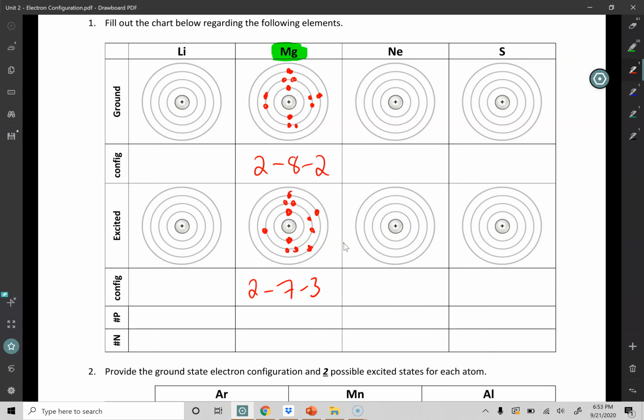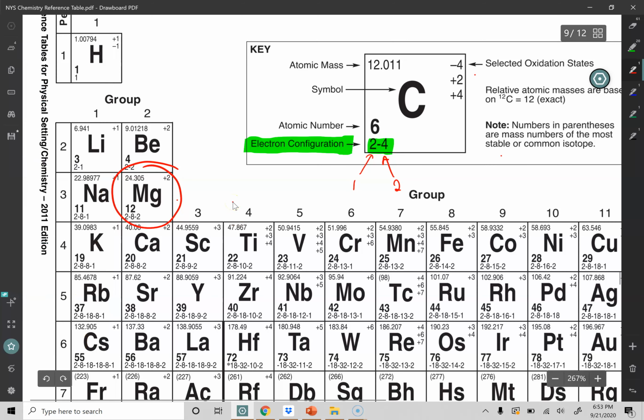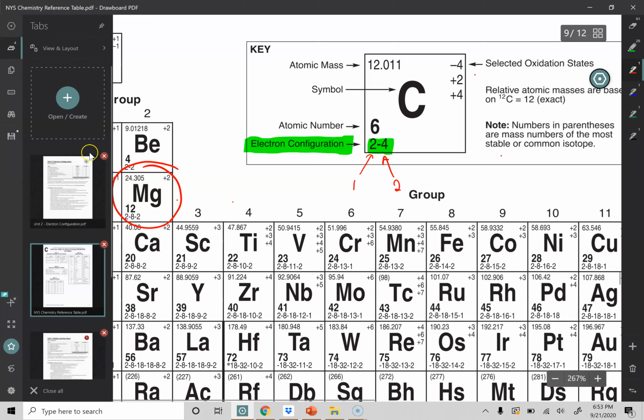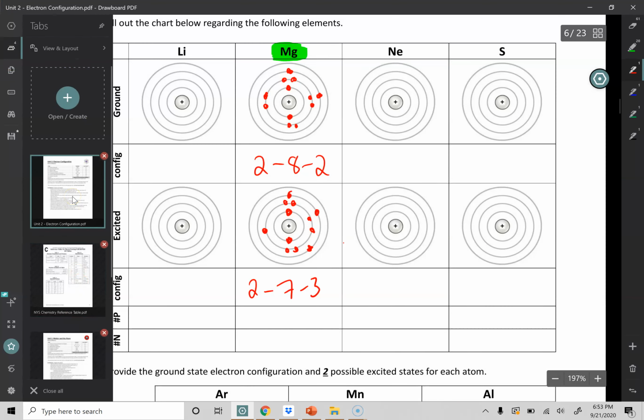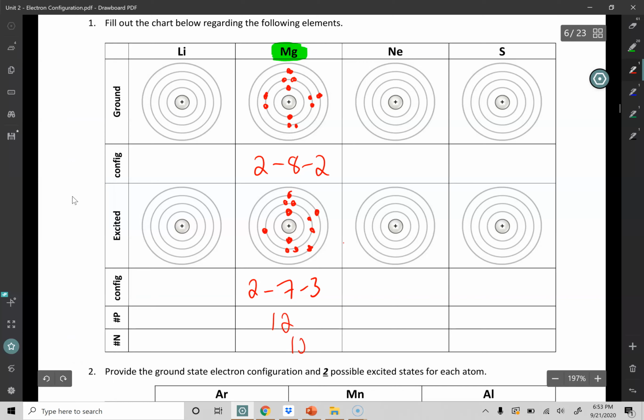Just for a little bit of review, we can look at number of protons and number of neutrons. Magnesium has an atomic mass pretty darn close to 24. It's got 12 protons in its nucleus based on the atomic number. 24 minus 12 is 12. Showing off the math skills. So I've got 12 of each.